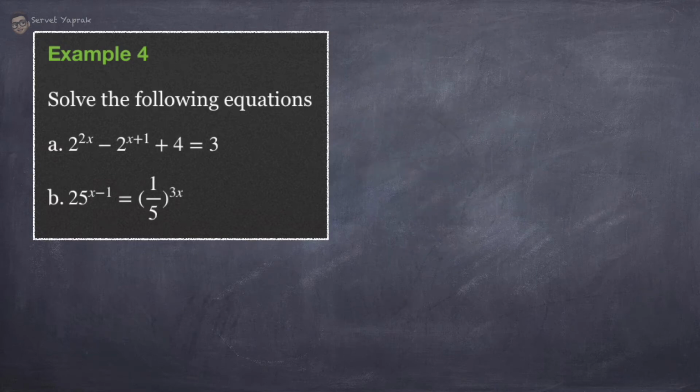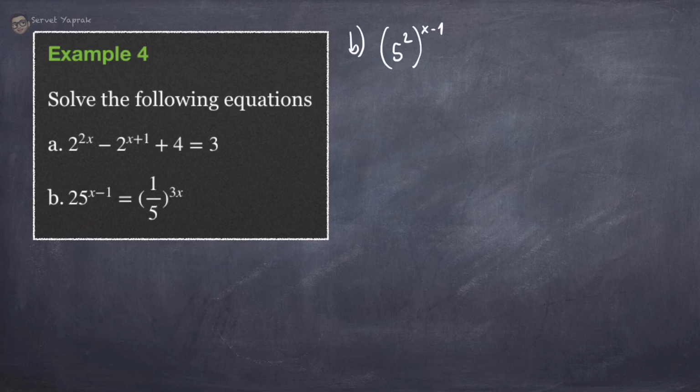Part B. In this question, we are trying to get the same base, and then we can equate the powers together, and we will be able to solve for the unknown x. So on the left side we have 25, and on the right side we have 1 over 5. If we write 25 as 5 squared, and if we write 1 over 5 as 5 to the power of minus 1, then we will have the same base, and then we can solve the equation.